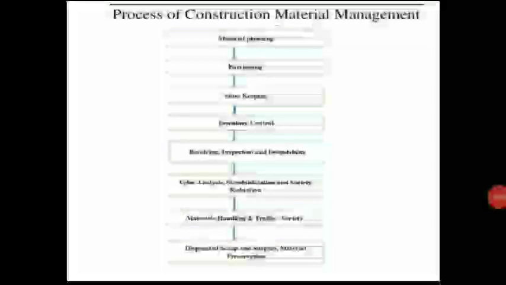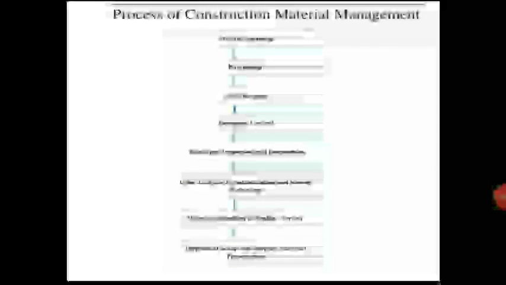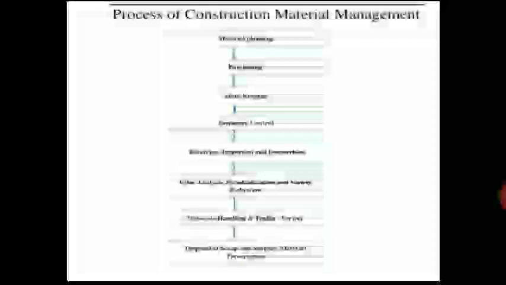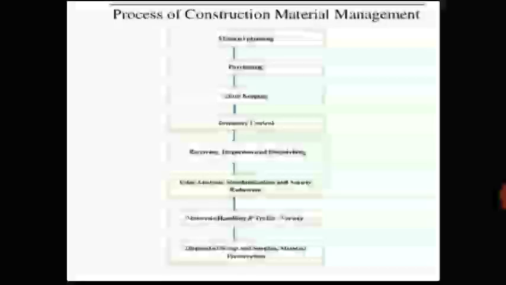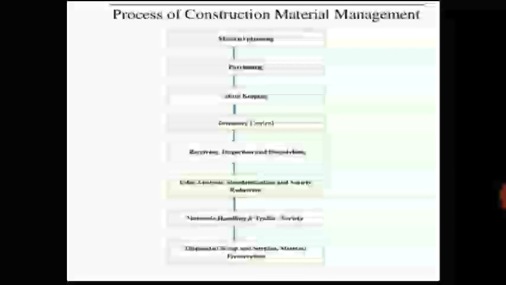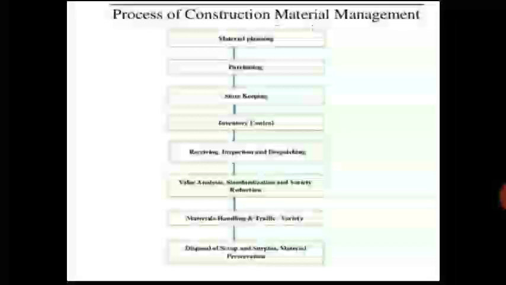So after purchasing the materials, we need to store them at a particular place so that they are easily available to the construction site. After arrival of the materials at the construction site, we need to separate them out and place them at the required location such that they maintain the same quality which is required for the construction process.